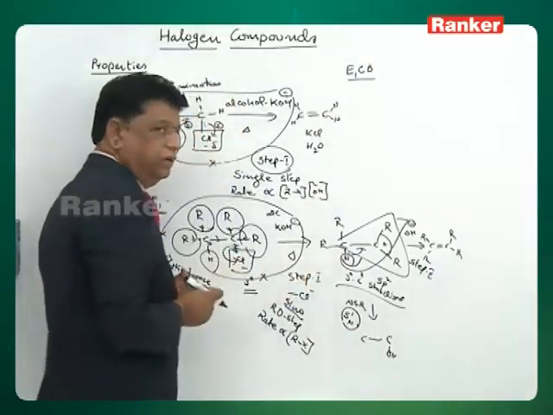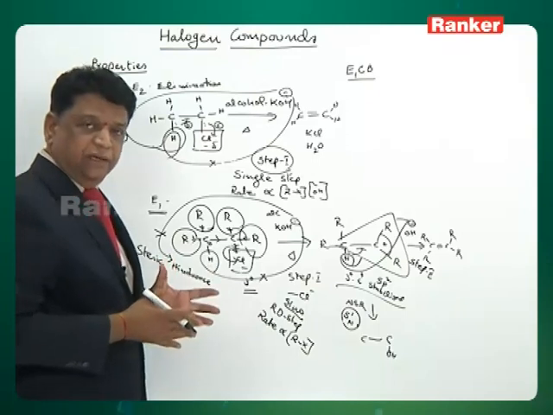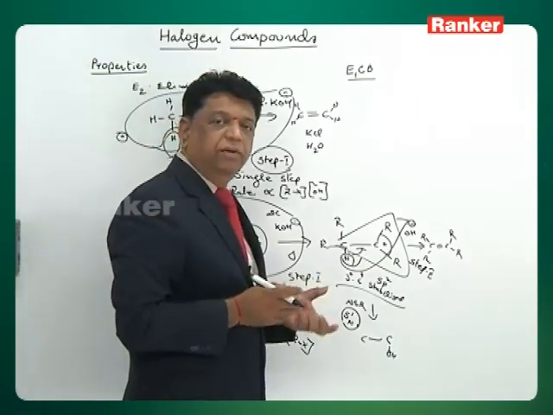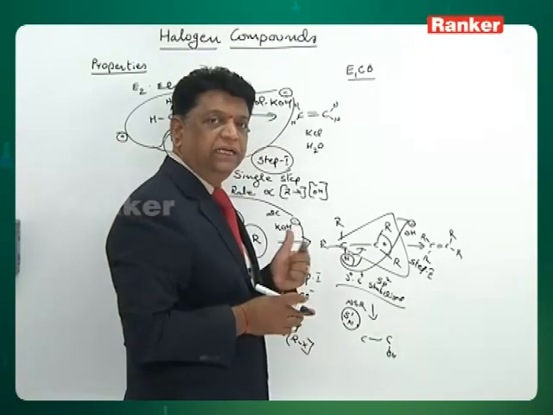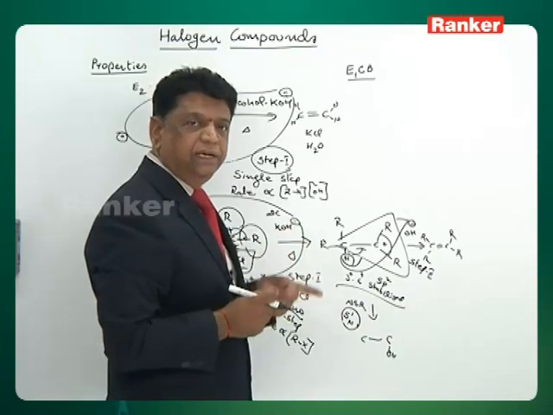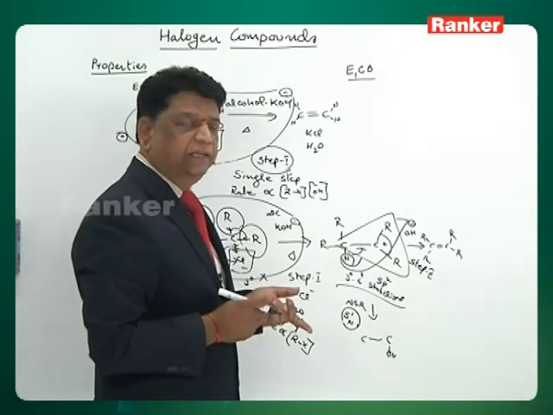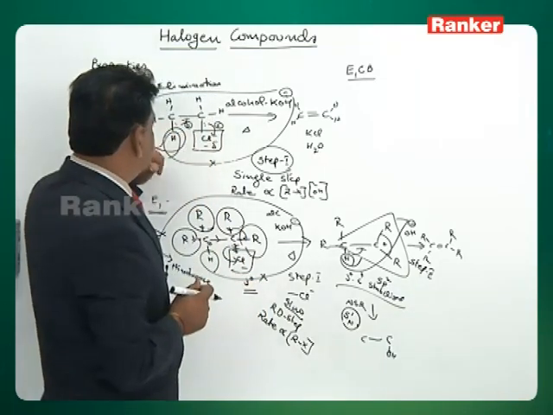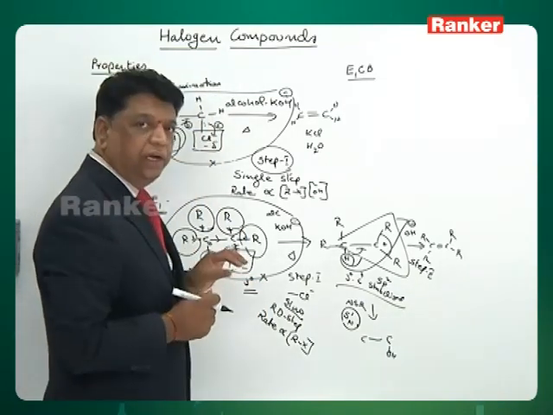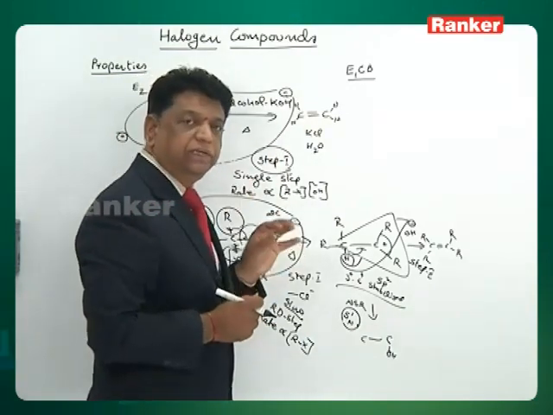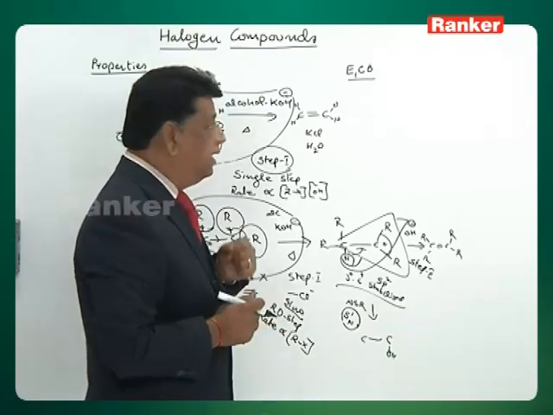Any molecule from HCl, for example, if you remove the H plus, the Cl minus is called the conjugate base of HCl. From water, if you remove H plus, you will get OH minus, which is called the conjugate base of water. Like that, from ethyl chloride, if you remove the H plus, what you get is called the conjugate base of ethyl chloride. So here, the conjugate base of ethyl chloride will be the rate determining step.